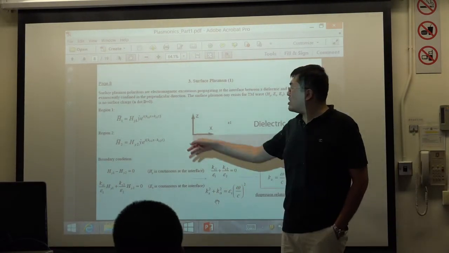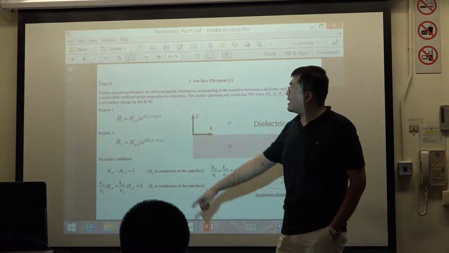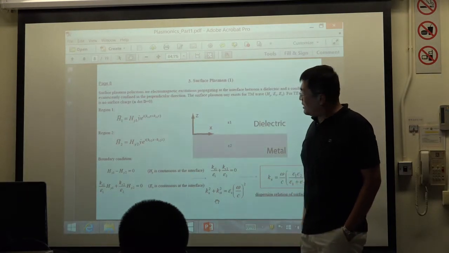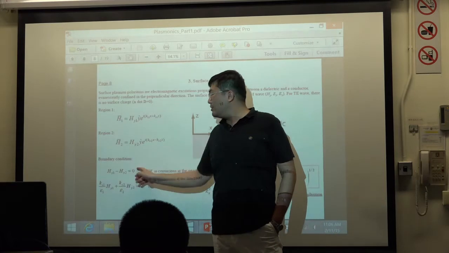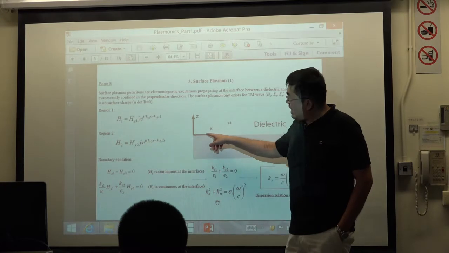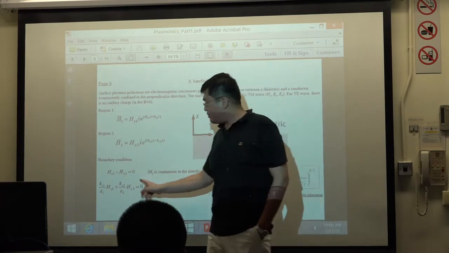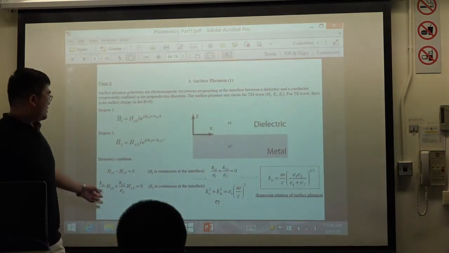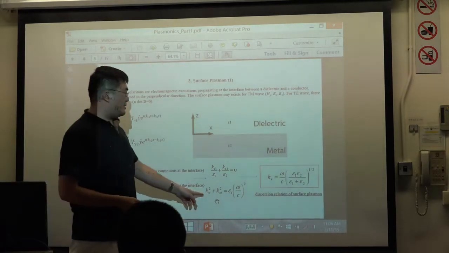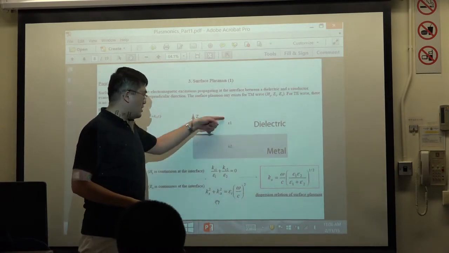For a TM wave, the H field is along the y direction, so I just assume this H in region 1 and region 2 with kx1, kz1, kx2, and kz2. It's easy. The boundary conditions: the H field is continuous, this is the first equation. Another is that the tangential E field along the x direction is also continuous. I put these two continuous equations together and consider the dispersion relationship for each layer.